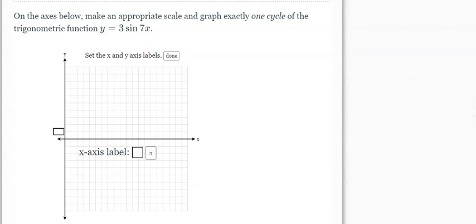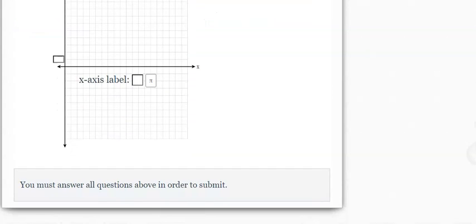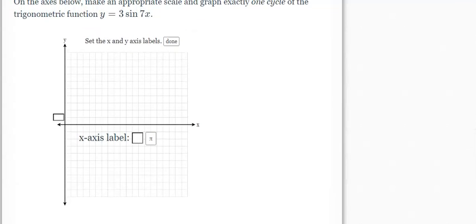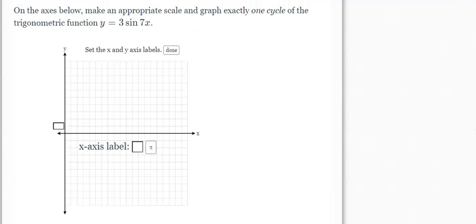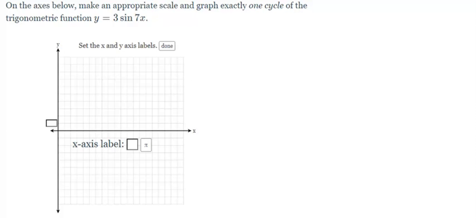So the first thing you need to do for these examples, and this is level 1 by the way, for drawing the trig functions, is you need to learn how to label the x and y axis. You have to do this before you are able to actually draw the graphs in order to submit your answer. So what we have to do is make an appropriate scale, and once we do that, we can actually graph the one cycle. So let's identify all the different components of this equation.